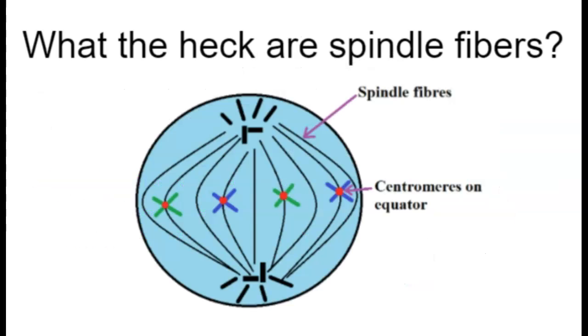Spindle fibers. What are they? You'll notice here we got our X's, our chromosomes, with little fibers, those little strings that are going to be pulling them to each end of the cell. Okay?